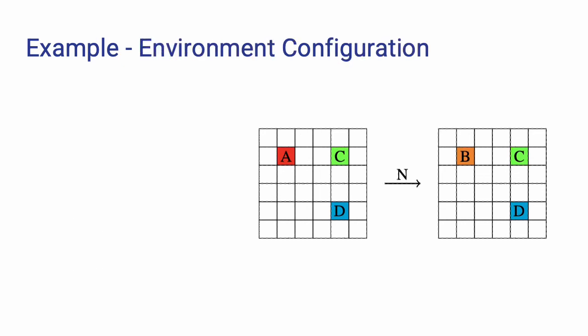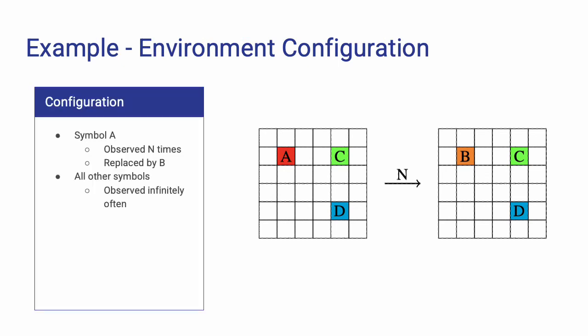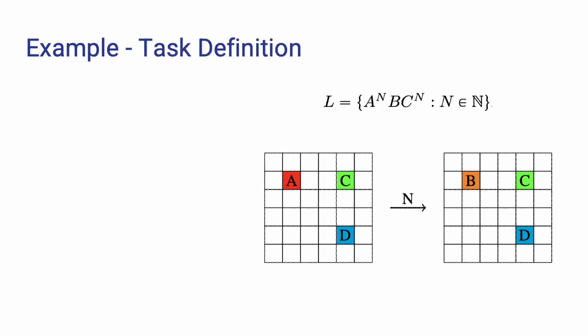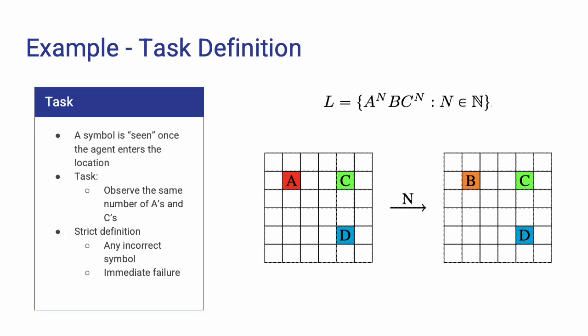For this example, we use a simple environmental configuration. The agent is able to observe the symbol A n times before it is replaced with the symbol B. We define a task in which the agent is required to observe a sequence of environmental symbols corresponding to a string in the given context-free formal language.